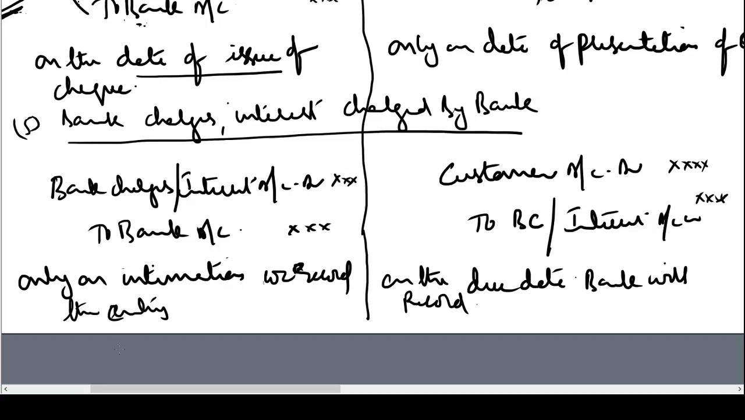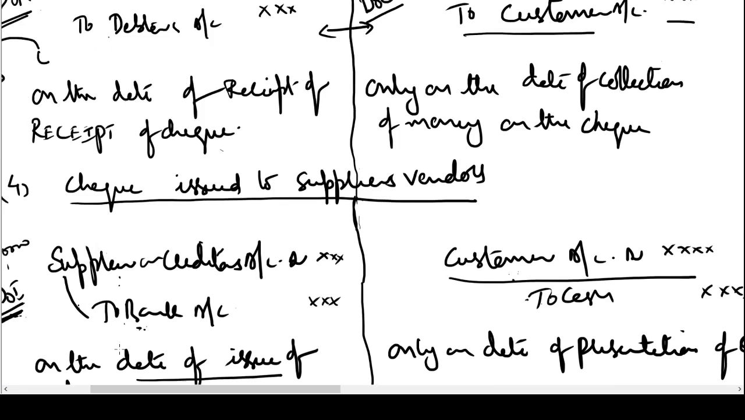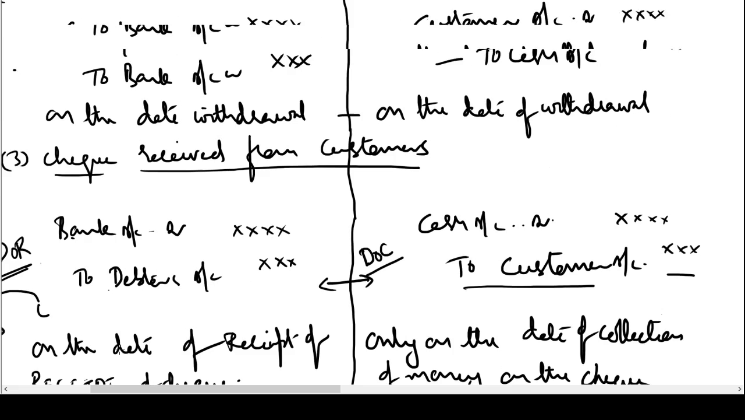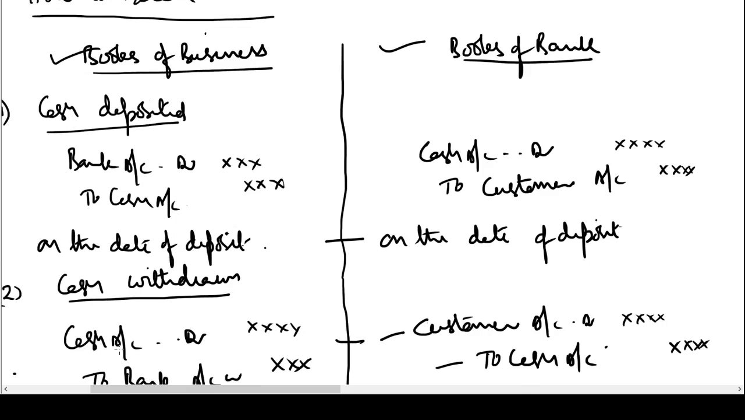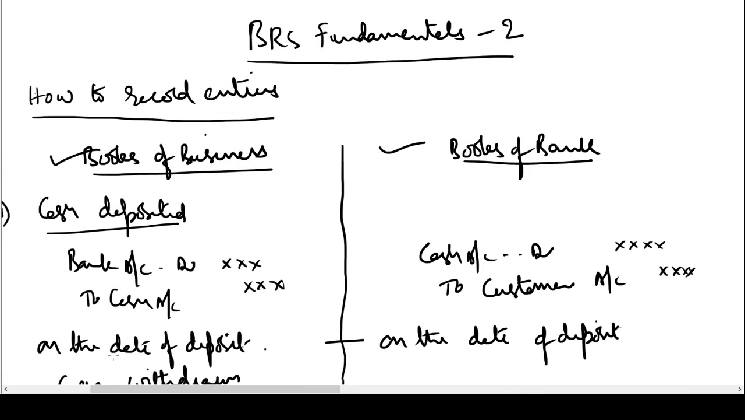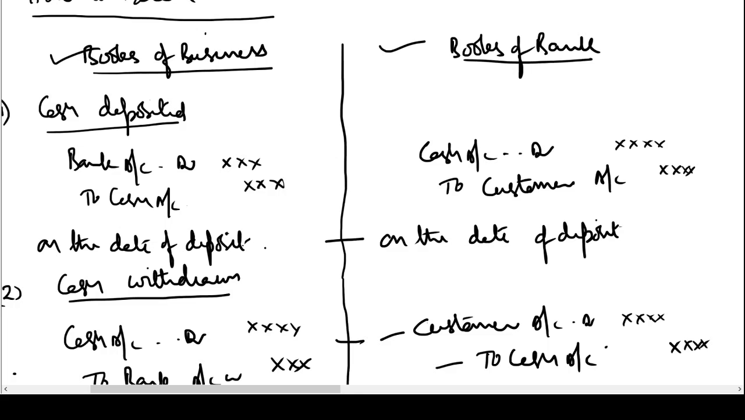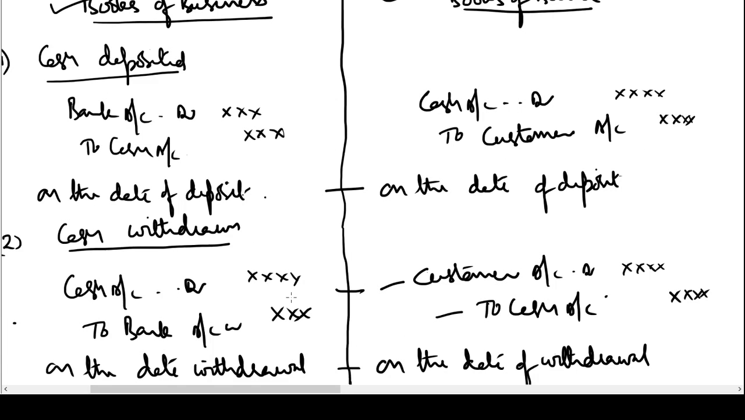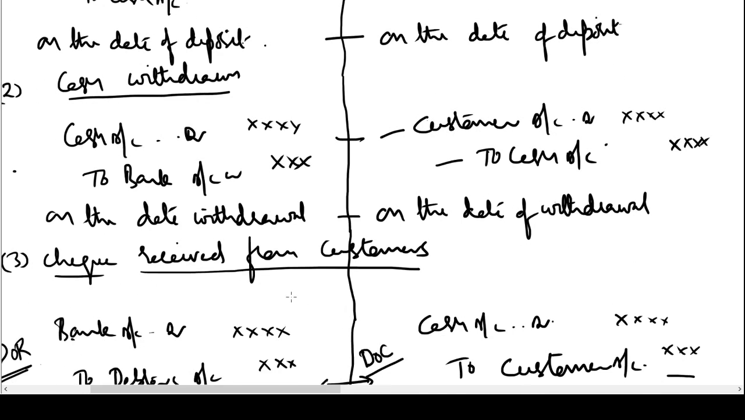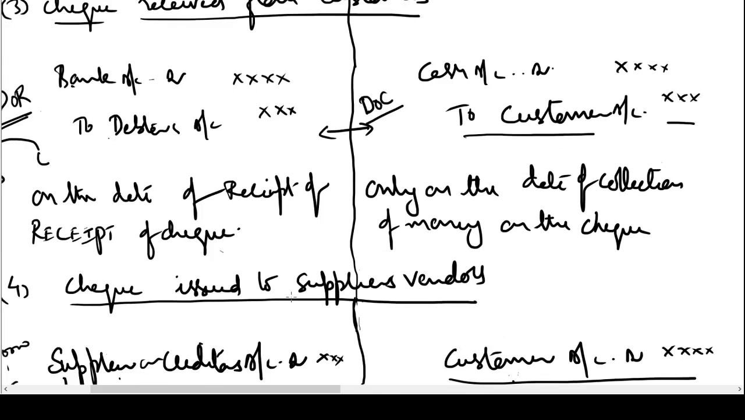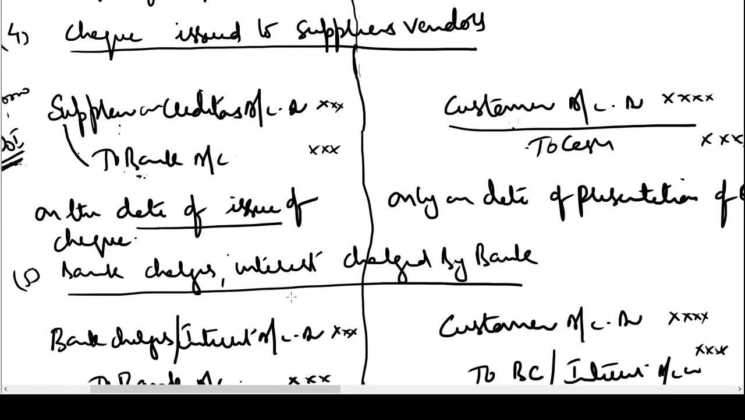So before we take up problems on the bank reconciliation statement, I would like to discuss a few more journal entries. Before that, I would like the viewers to see the entries, learn the entries and see when the entries are recorded in the books of the business and the books of the bank. Learn them, because this will help us to understand the bank reconciliation statement in a very easy manner.